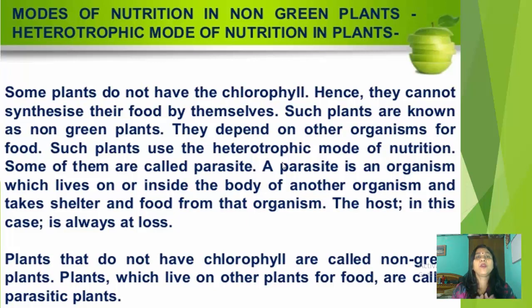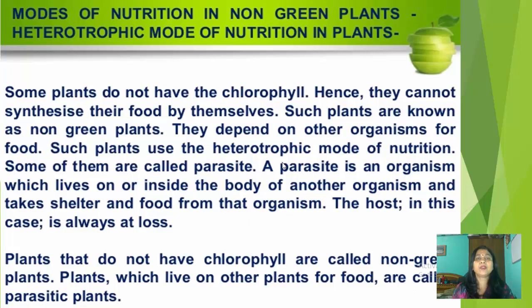As we know, autotrophic nutrition takes place, that means photosynthesis takes place in the green plants. But not all the plants are green. There are few plants which lack chlorophyll. So in those plants, heterotrophic mode of nutrition is there.